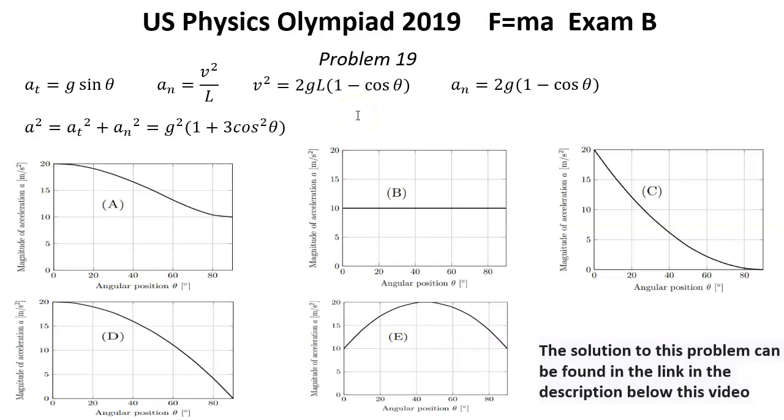For angle 0 degrees, cosine equals 1, and the acceleration equals 2g. And we have only graph A corresponding to this behavior, and also graph A corresponds to a function which is decreasing from 0 to 90 degrees, which is the function we wrote here. So it means that the correct answer is A, and that was a solution for problem number 19.